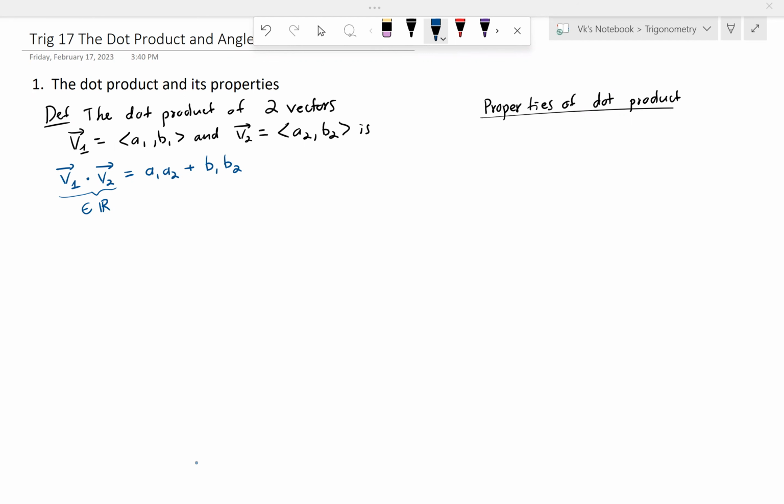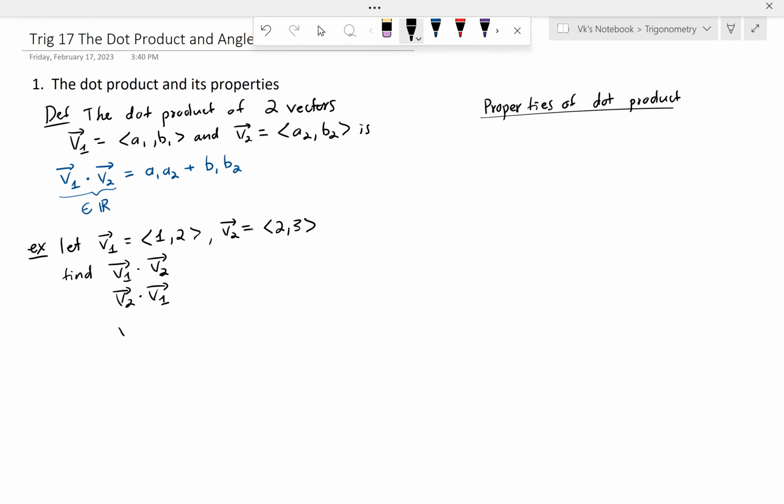Let's take a look at an example. Let V1 equal (1, 2) and V2 equal (2, 3). Find V1 dot V2, V2 dot V1, and V1 dot V1.